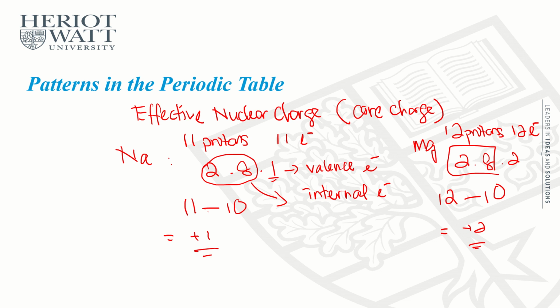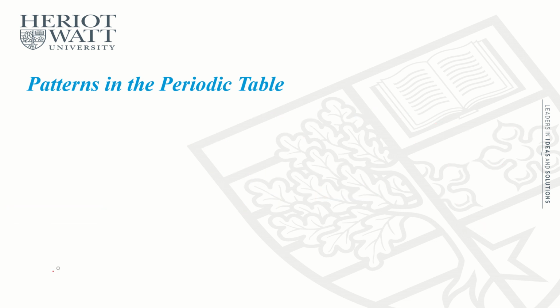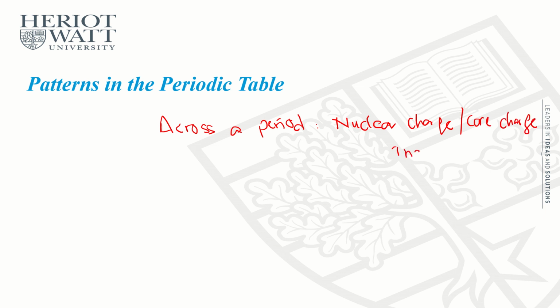Now we talk about the trend in the periodic table. What is the trend for effective nuclear charge? When you move across a period from left to right, nuclear charge, or core charge, increases. When you move across a period, proton number increases, so core charge increases. So that's across a period.